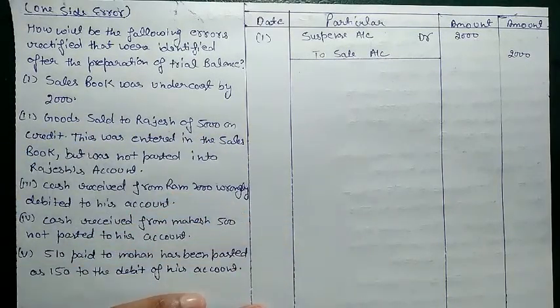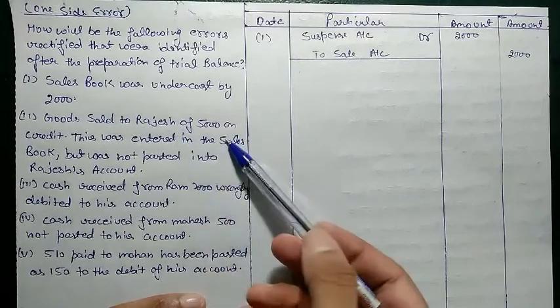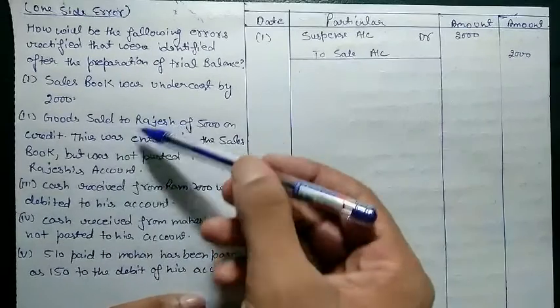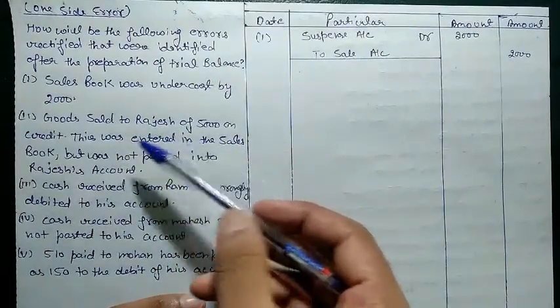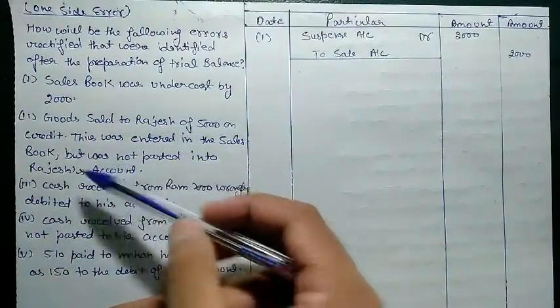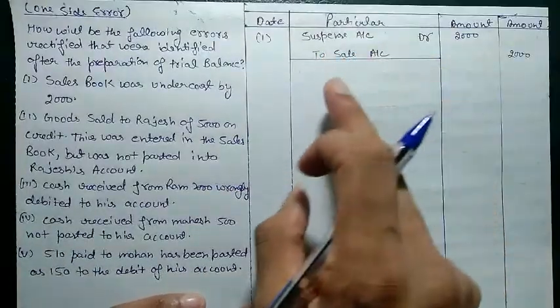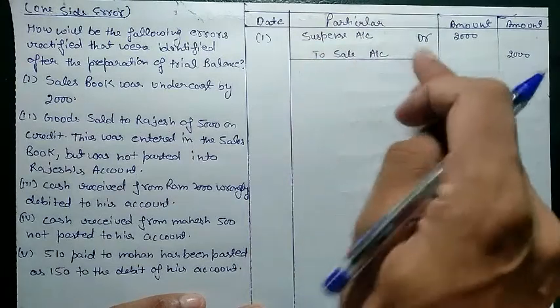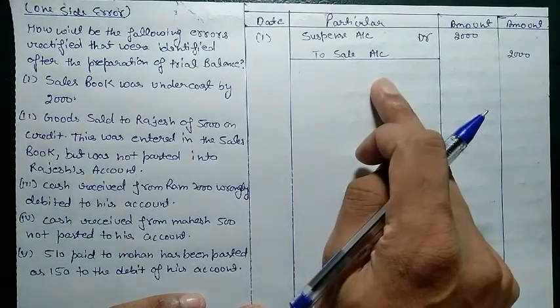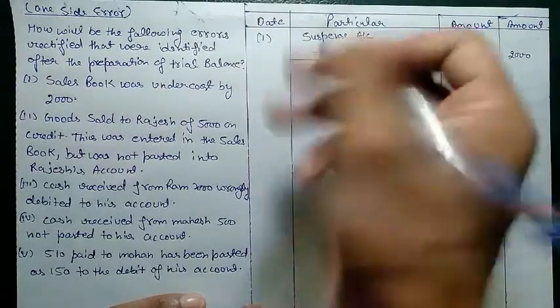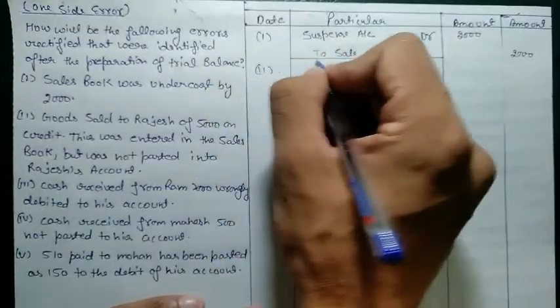When we sold goods to Rajesh, the entry would be Rajesh account debit to sales. This was entered in the sales book because the entry is Rajesh to sales. We entered it in the sales book but did not post it in the Rajesh account. Now we have to post the entry of sales to Rajesh account, debit to sales. But what we did, we posted in the sales account but forgot to debit the Rajesh account. Now we need to post the entry in the Rajesh account.